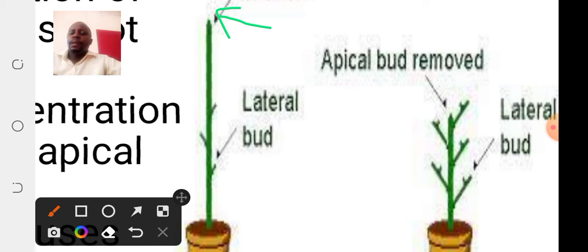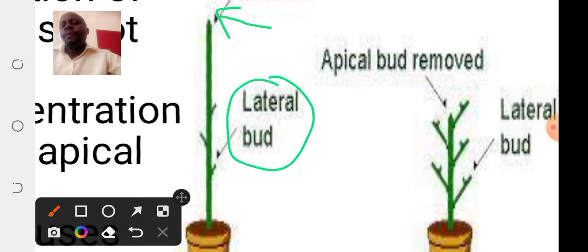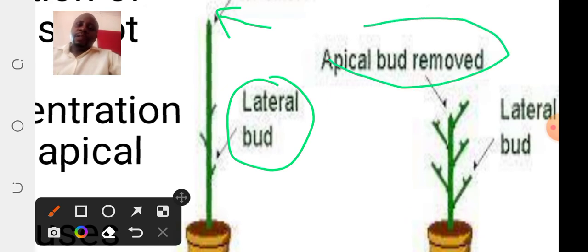Okay. Now, probably you have said that the first plant is tall and it has got very few lateral buds. That is, the lateral buds are minimal or very few. On the other hand, whereby the apical bud has been removed, you have noticed that we have many lateral buds which are growing rapidly.